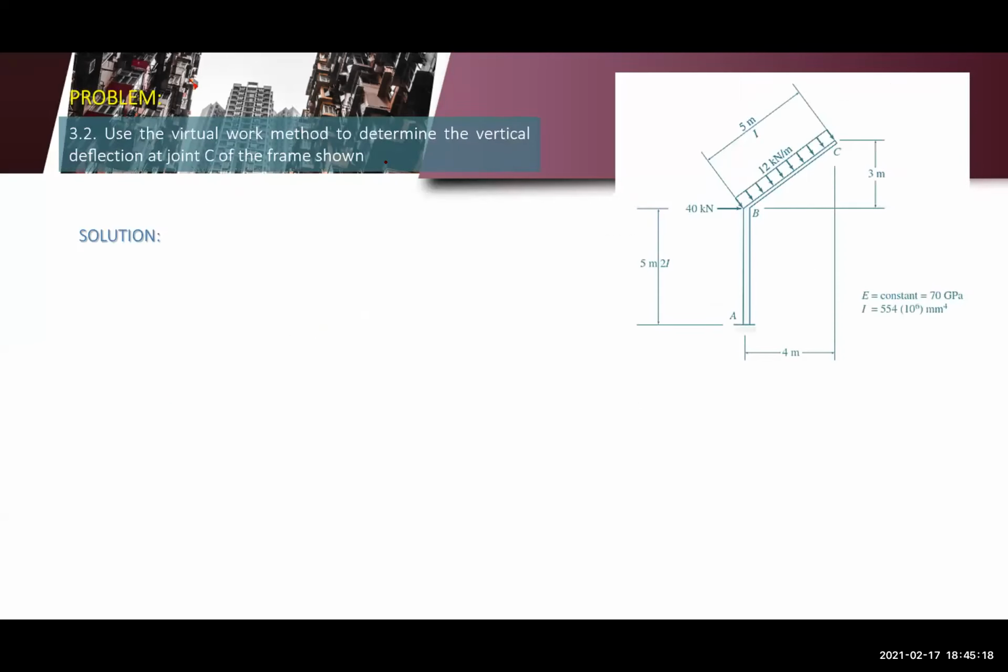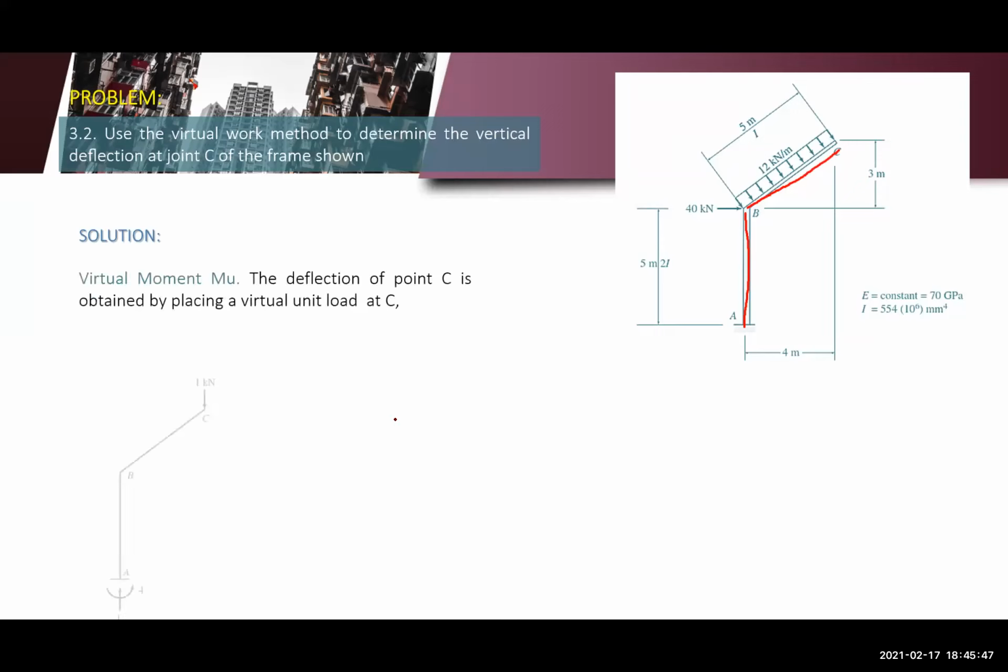Use the virtual work method to determine the vertical deflection at joint C. So, vertical deflection, so replacing these loads with just a unit load 1. Now, take note, first step, di ba? Check natin kung ilang segment. Obviously, isang segment lang to, AB. Ito naman, isang segment lang din, BC, kasi wala namang hati. So, yun. And then, apply the unit load 1. Tapos compute the reaction.